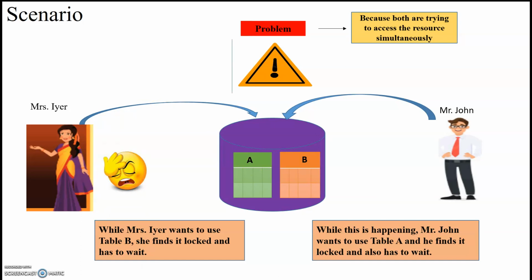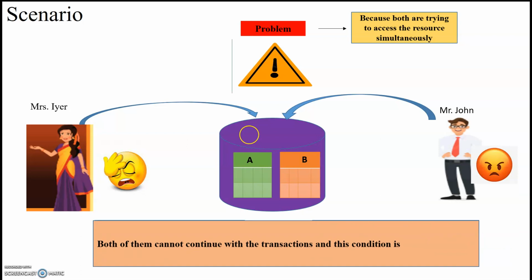Now in this waiting period, Mrs. Iyer gets irritated and Mr. John also gets irritated. So both of them cannot continue with the transaction and this condition is called deadlock. Why? Because Mrs. Iyer keeps on waiting for B to be released and Mr. John keeps on waiting for A to be released. Both of them will not be releasing and this condition may lead to a deadlock.